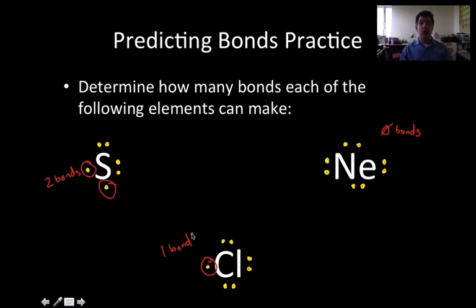So that's all we're really going to do for dot diagrams. They're fairly simple, but they're very helpful in determining or visualizing how many valence electrons atoms have and how many bonds these different elements or atoms have the potential to make with other atoms.